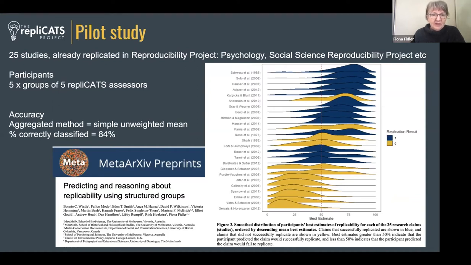By classification accuracy, I mean if participants said that the replication study would be statistically significant in the same direction as the original study, and then it turned out to be that case, then that would be an accurate classification. So this is just a small pilot that we did, and the results are up on MetaArchive.